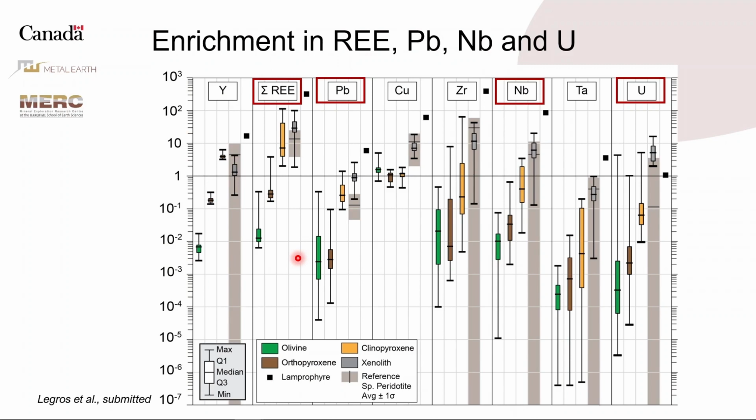What is really interesting is that this signature is also associated with enrichment in some metals, specifically rare earths, in that case lead, niobium, and uranium. What is interesting in this figure is the green part. So we have the different minerals, olivine, orthopyroxene, clinopyroxene, and the green one is the whole rock. And the covered area is what we would expect for spinel peridotites. So you can see that we are above what is expected, and this is due to the metasomatism of our samples.